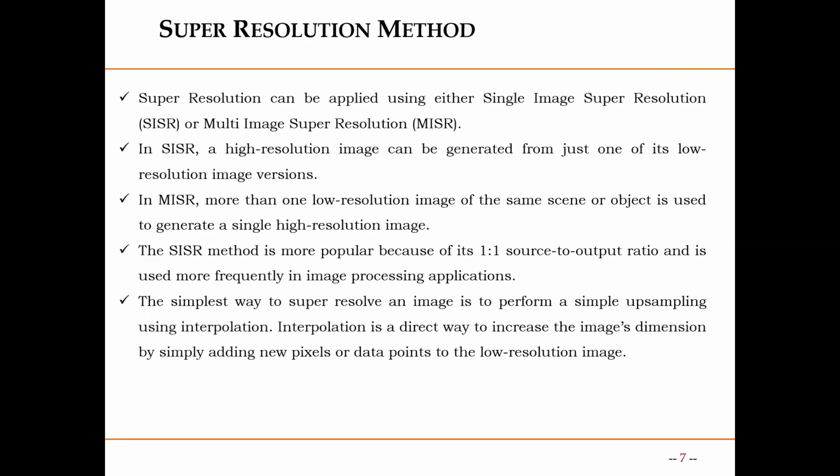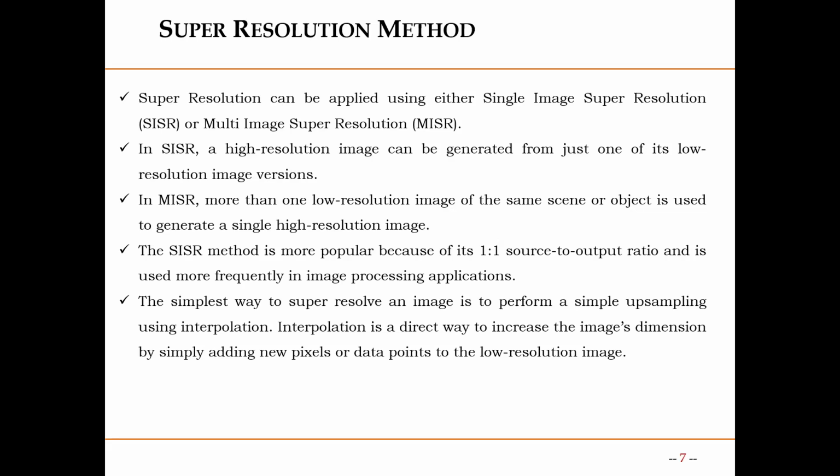Now, what do you mean by super resolution? Basically, super resolution is to reconstruct a high resolution image from low resolution images. Basically, there are two methods. One is single image super resolution and the second one is multi image super resolution. In single image super resolution, we can create the high resolution image from only one low resolution image. So the ratio is what? 1 to 1 only, source to output ratio, and it is more frequently used for image processing applications.